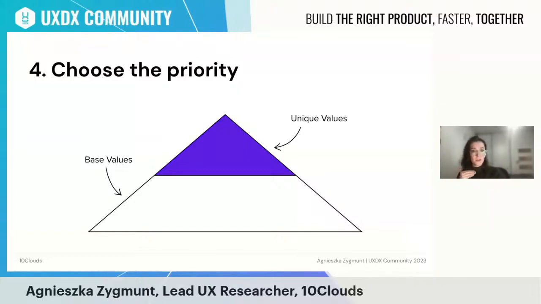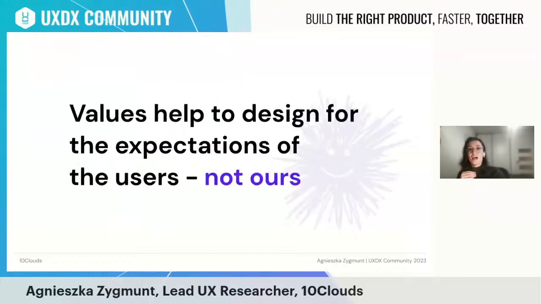So summing up, because I'm running out of time, when we are talking about the values, please remember that values help us to design for the expectations of users, not ours. It's the tool that helps us to better understand what we should deliver at the end for the user, because this is the last element. It's helping us to remember that the solution is in the middle. It's not at the beginning, it's not at the end. It helps to fulfill the promise, to deliver the value for the users.